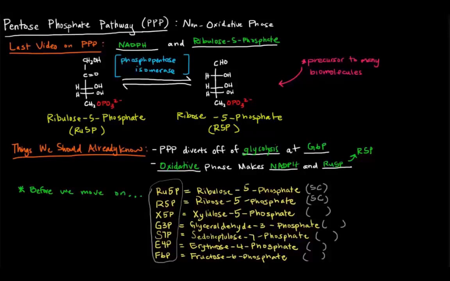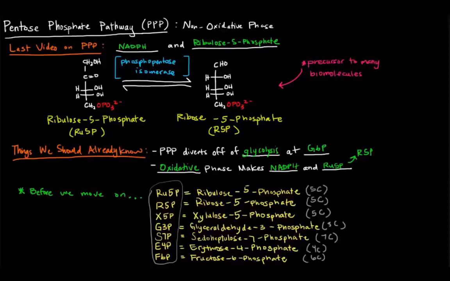But what's most important is that you recognize how many carbons each one of these molecules is, and that'll help you understand the pathway. So X5P is a 5-carbon molecule, and the numbers here actually refer to, no, they don't refer to how many carbons there are. The number indicates where the phosphate is, but the phosphates are all on the ends of these carbon chains. So glyceraldehyde 3-phosphate is a 3-carbon molecule. Sedoheptulose, 7 carbons. Erythrose 4-phosphate, 4 carbons. Fructose 6-phosphate, 6 carbons. We've actually seen glyceraldehyde 3-phosphate and fructose 6-phosphate before in glycolysis.